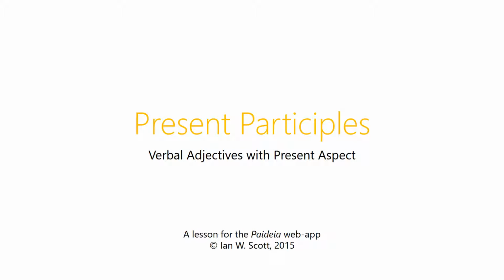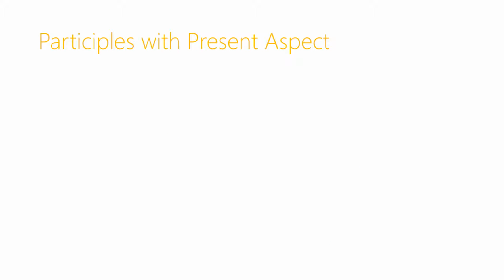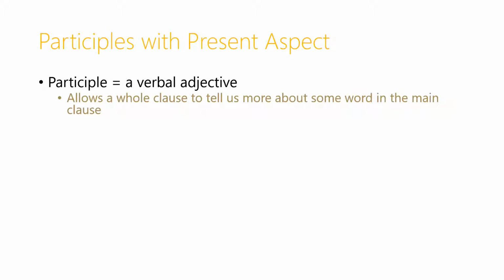In this video, we'll be looking at present participles. These are verbal adjectives with present aspect. A participle, if you remember, is a verbal adjective. That means it's allowing a whole clause to tell us more about some word in the main clause.